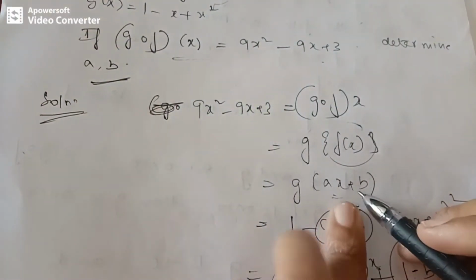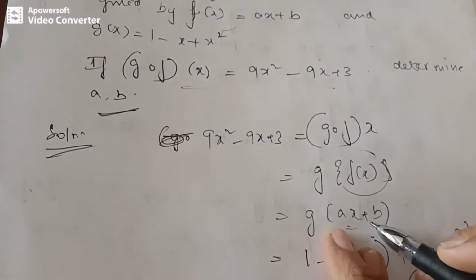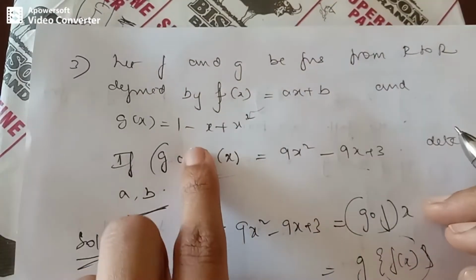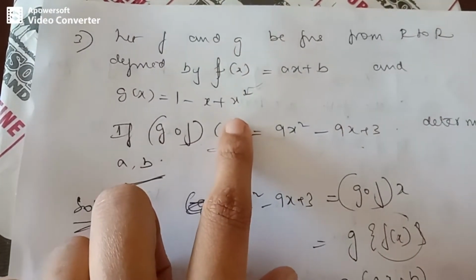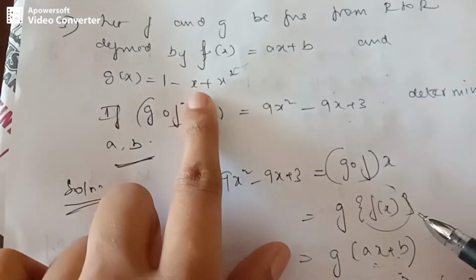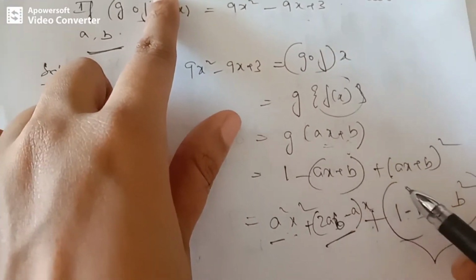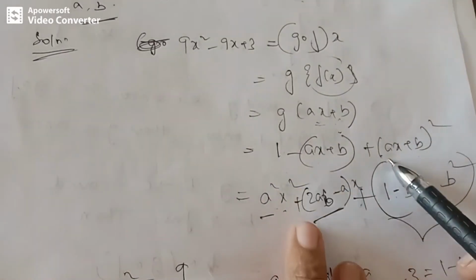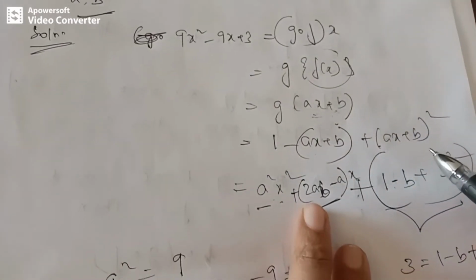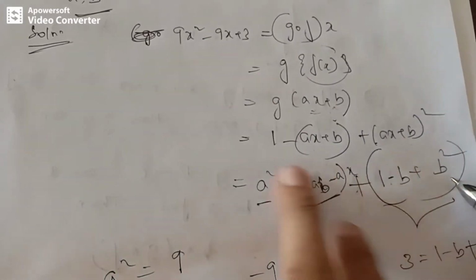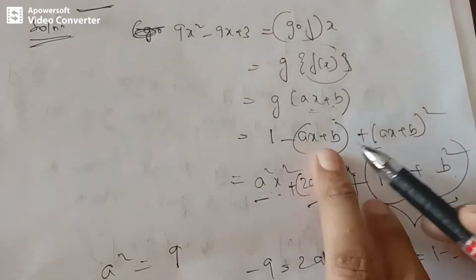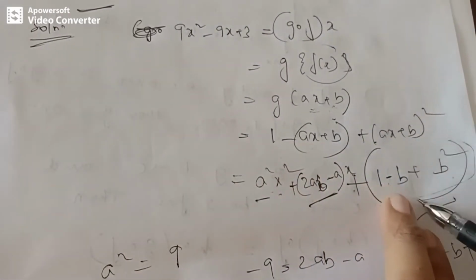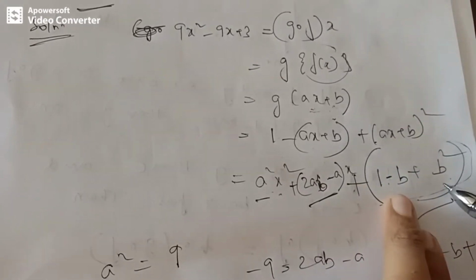After substitution, you will find that again you have to look into what is g of x. G of x is given by 1 minus x plus x square. So let's substitute ax plus b in place of x. So you get 1 minus (ax plus b) plus (ax plus b) the whole square. So upon simplification, you will be getting a square x square plus b square. However, I have written here also 1 minus b. The reason is I will be getting a constant term without x, so I will be forming it as a particular group.